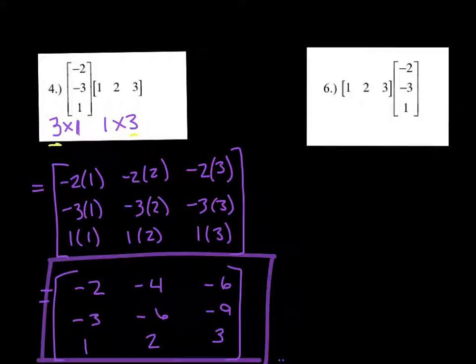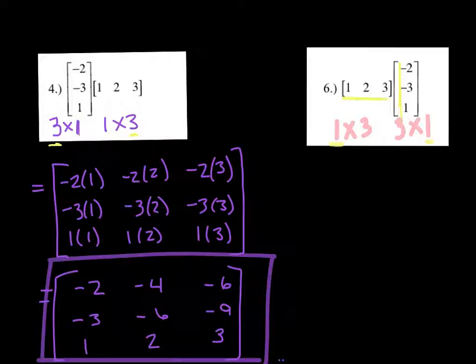So let's look at number 6. Same thing again. We have a 1 by 3 and a 3 by 1. So your rows and columns do match, but you're going to end up with a 1 by 1 matrix. So let's work through this. Because we multiply the rows first, first row times all columns, second row times all columns. Well, we only have one row. That's 1, 2, and 3. Those are the values in that single row. So we're going to take that row and multiply it by the first column, in this case, the only column.